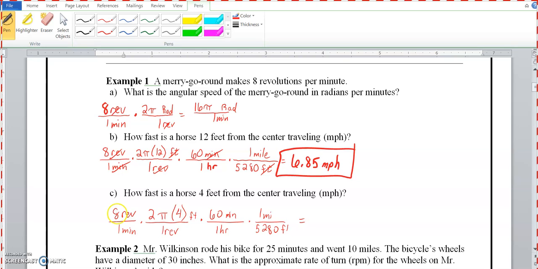So what's interesting is if that didn't change, that didn't change, that didn't change. The only thing that changed is we went from 12 to 4. Then if our numerator was reduced by dividing by 3, so 12 divided by 3 is 4, that means that our answer, 6.85, should be divided by 3 also. So if you run these numbers, 8 times 2 times 4 times 60 times pi, divided by 5,280, what you'll find is it should be exactly a third of this. The answer is 2.28.